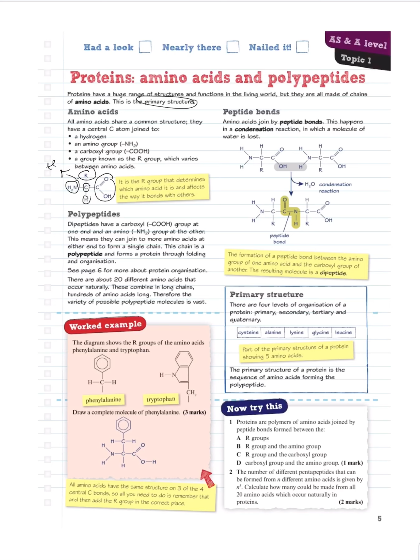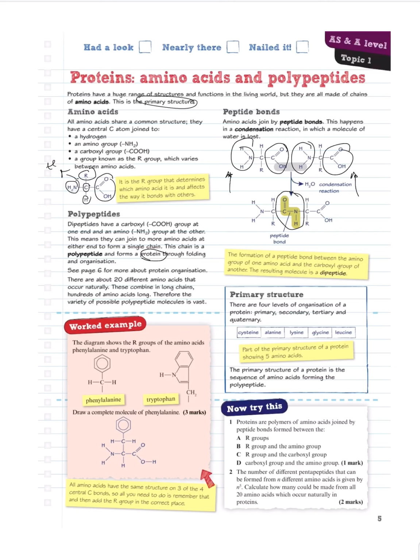Peptide bonds. Amino acids are joined together by peptide bonds, and this happens through a condensation reaction in which a molecule of water is lost. We can see that here. This is a peptide bond, and it occurs between a carboxyl group and an amino group. A dipeptide has a carboxyl group at one end and an amino group at the other end, so here and here, which means more amino acids can join at either end to extend the chain. This chain is called a polypeptide, and later a protein when folding takes place.